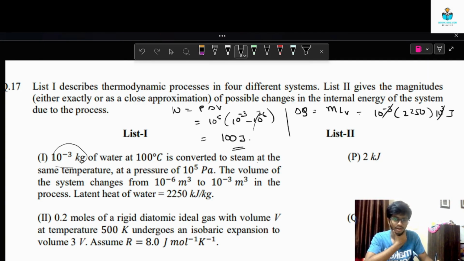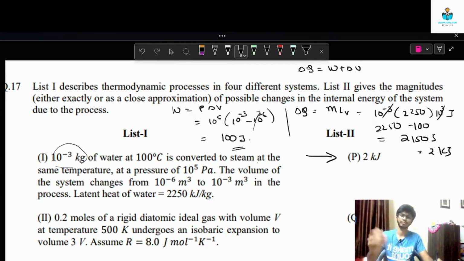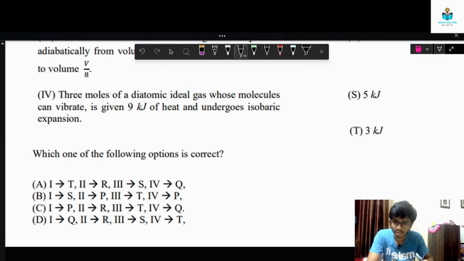So we got this. Now delta Q is equal to work done plus delta U. That is the first law of thermodynamics, right? So delta U is equal to delta Q minus W. So that is 2250 minus 100, which comes out to be 2150 joules, which is around 2 kilojoules. So we can say the first one is option P. So you have already got the answer as option C.